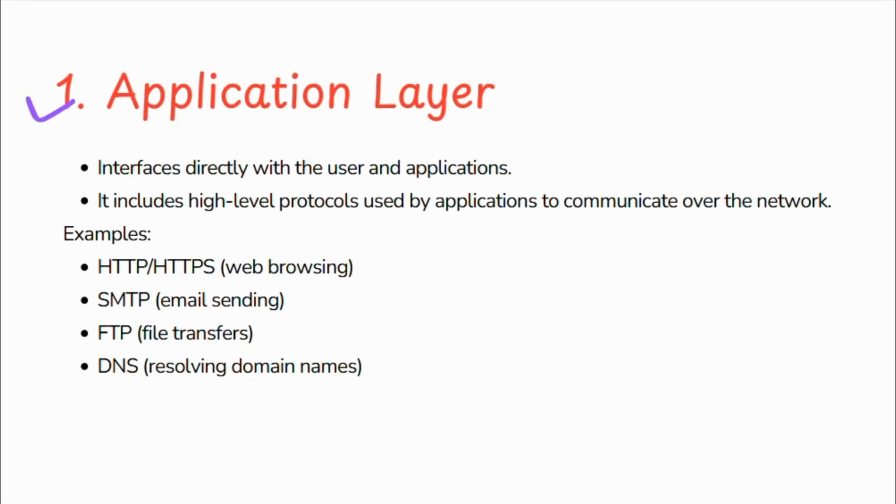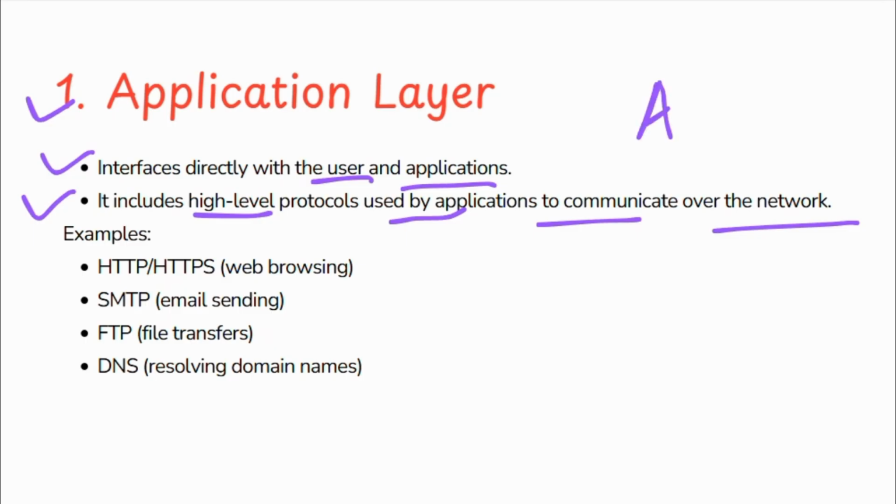First we have the application layer. The application layer is the first layer and it directly interacts with the users and applications, and it includes high level protocols used by the applications to communicate over the network. So the application layer is where the user directly interacts with the network. It provides services to apps like web browsing, email clients and file transfer tools.